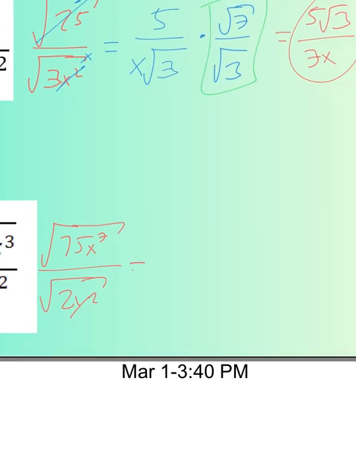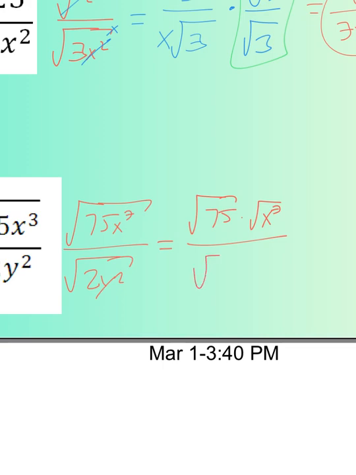So this one, take a look at that top, square root of 75. I'm going to break that apart by the number itself times the square root of x to the third. Okay, so I got that. And then on the bottom, I'm going to do the same thing too. Square root of 2 times the square root of y squared.